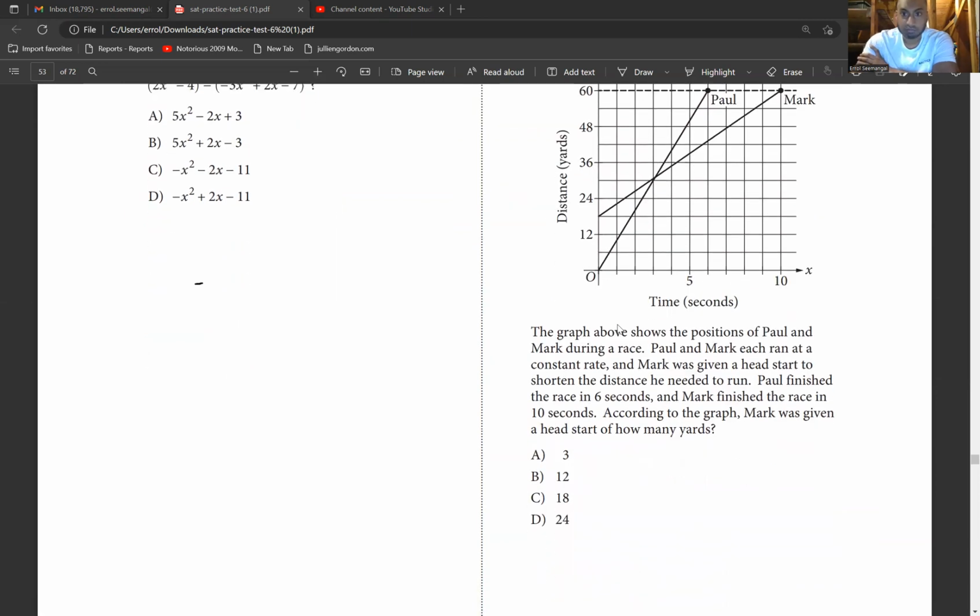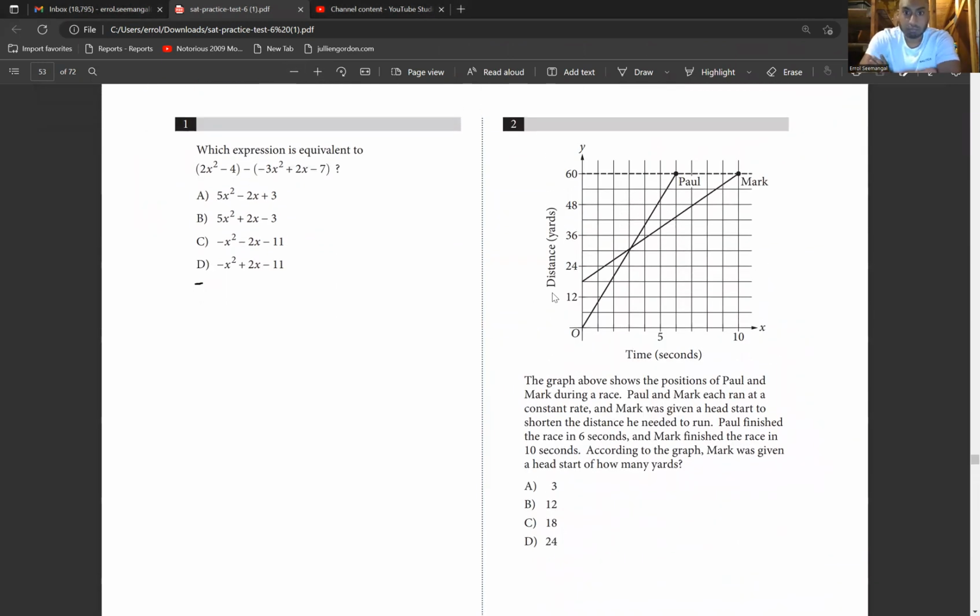The graph shows the positions of Paul and Mark during a race. Paul and Mark each ran at a constant rate, and Mark was given a head start to shorten the distance he needed to run. Paul finished the race in 6 seconds, and Mark finished in 10. According to the graph, Mark was given a head start of how many yards?